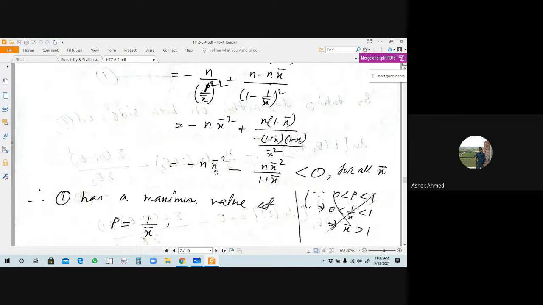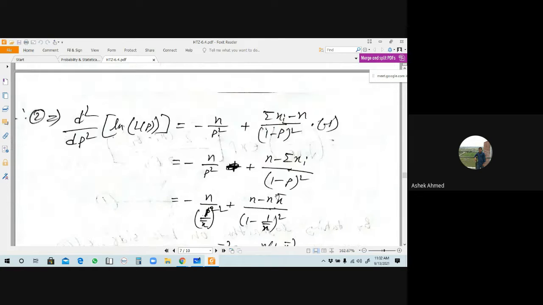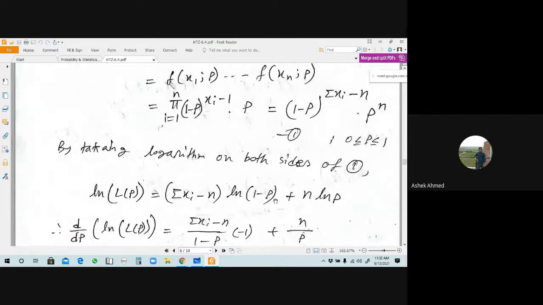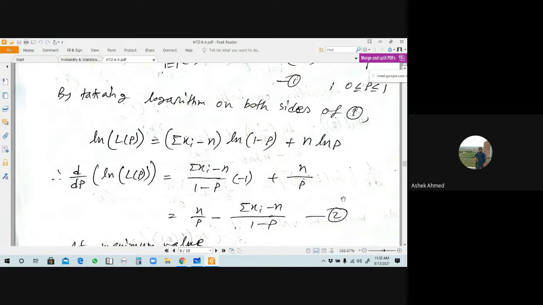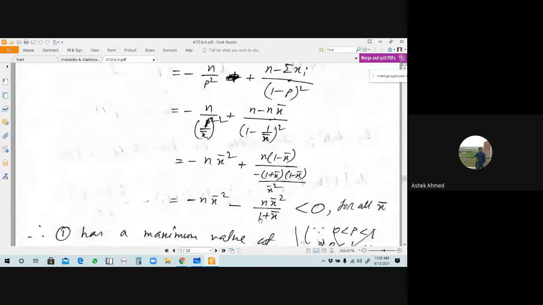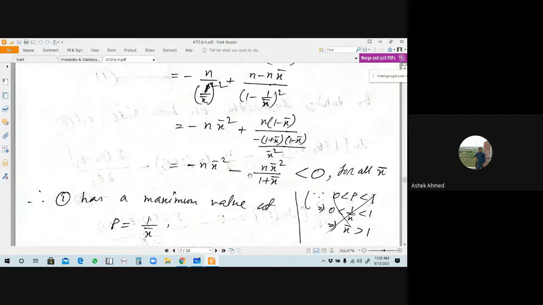From here you can say that this is x bar square, and any term squared is positive, so x bar square is also positive. x bar is also positive because P represents a probability, and the value of P is between 0 and 1, which is positive. So the value of x bar is also positive here. This is a positive value, this is a positive value, but both coefficients are negative, so we can say that this will be less than 0.